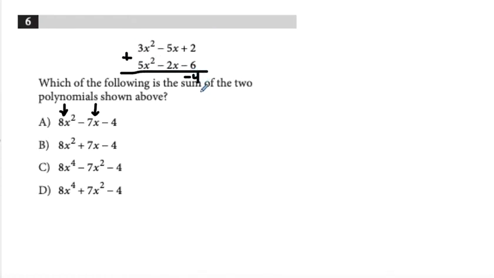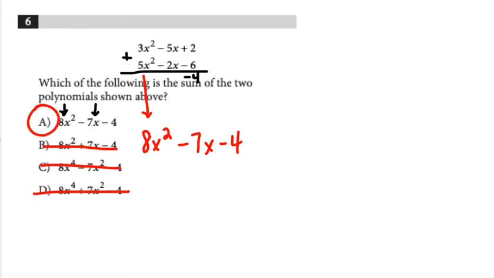I guess the big question is they're testing us here on what we know about adding exponents. And let's just remember that adding exponents is like combining like terms. We don't change the exponent when we add them. So this would just be 8x squared minus 7x minus 4. So you can see I would have gotten rid of both 4's. I also knew that when I added -5x and -2x, I'd get -7x. So that would have helped me narrow it down to A.